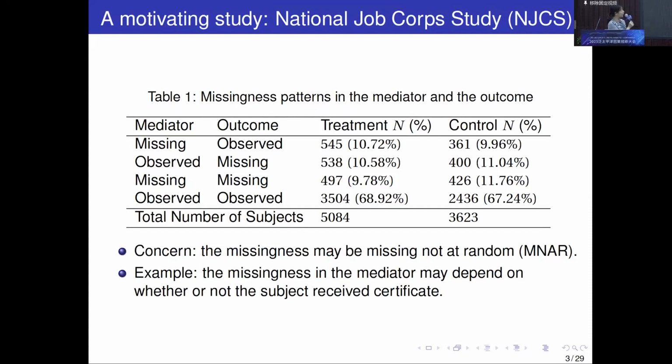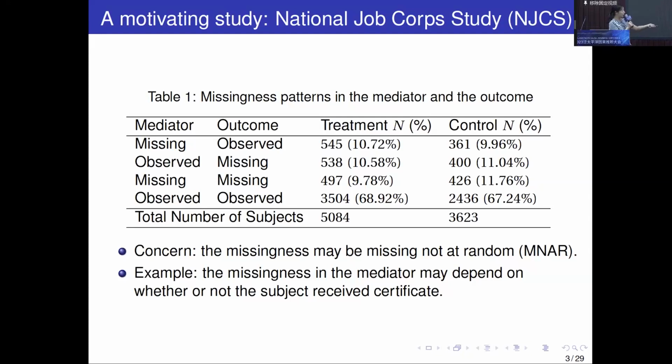And as you can see from this table, there are tons of missing data. No matter under the treatment condition or under the control condition, the percentages of subjects who have both mediator and outcome measured were below 70%. And we are concerned that the missingness may be missing not at random, meaning that the probability of missingness may depend on not just the observed data, but also unobserved data.